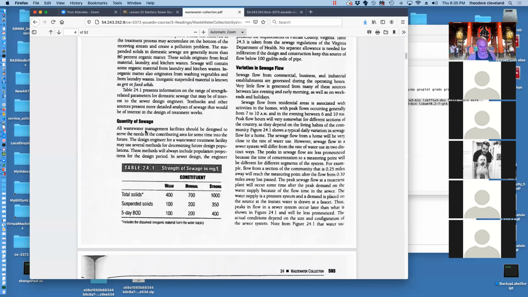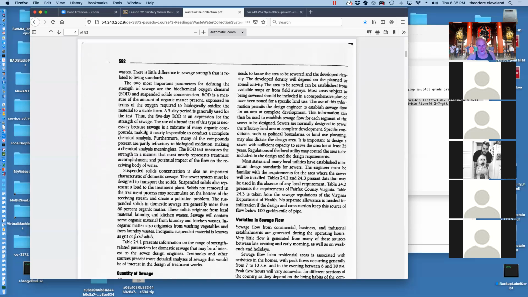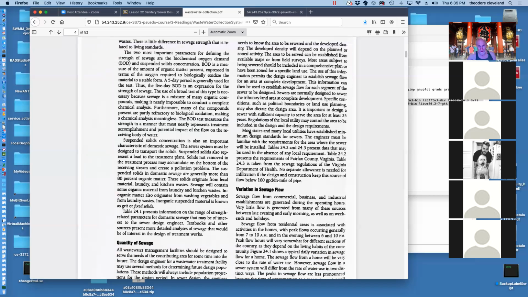And then it gets into quantity, or how much. Generally, the methods of estimating sewage flow are either based on the development density or on a per connection count, like we saw last time. And it says most states and many utilities have established minimum design standards for sewers, and we, the engineer, have to be responsible for those, familiar with those for the areas where they'll be installed. And we'll look at a few of them. This chapter claims it's taking requirements from Fairfax County, Virginia.